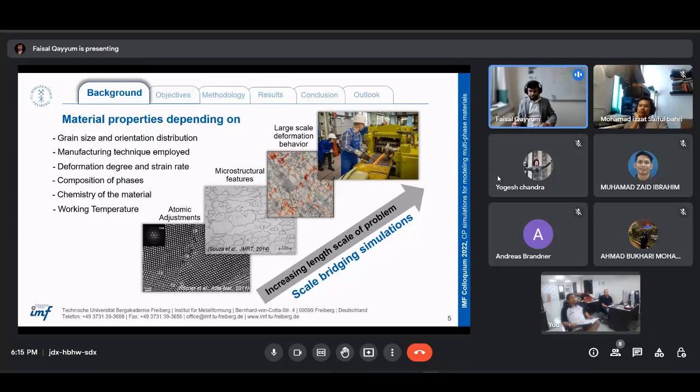So we are interested in developing models for materials at these smaller scales, so we can consider all these things while doing the modeling, and it helps in developing scale-bridging simulations. When we know the material deformation behavior at a smaller scale, we can predict how it will behave at a large scale.